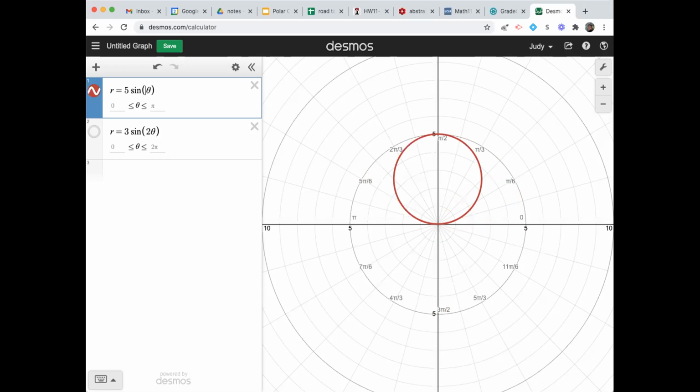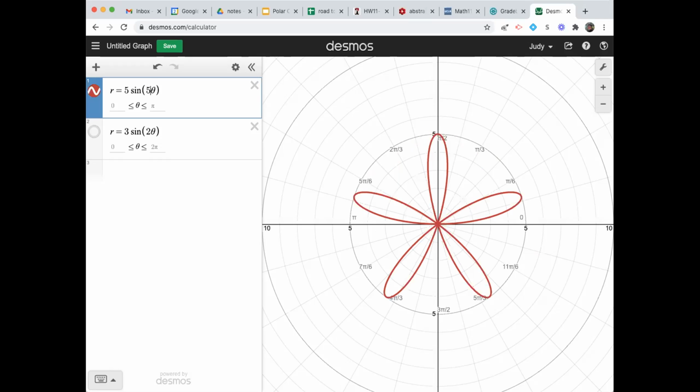So let's see what happens when we type in 5 here. Okay, if I type in a 5 as my coefficient for theta, I should get 10 petals, but 5 of them are going to be on top of the other 5. And it should have symmetry about the y-axis, and it does.